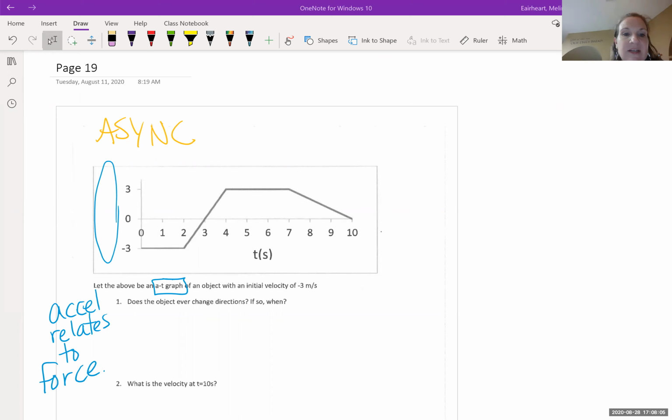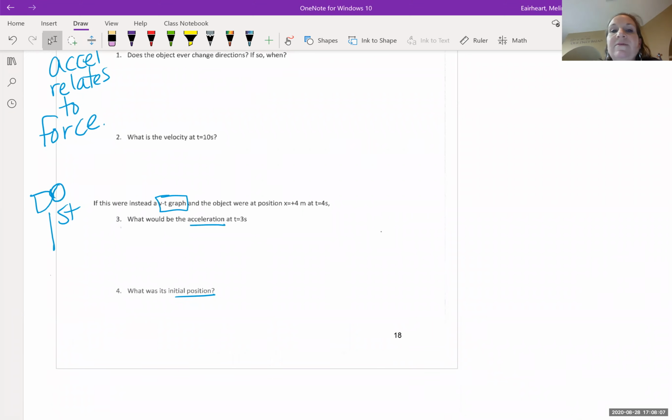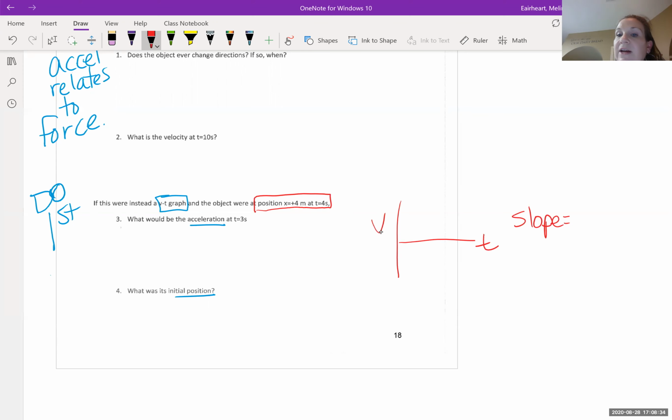Down here on 3 and 4, it says, what if it's a velocity graph and the object were at position 4 meters at 4 seconds? They want us to do two things in this situation. What would be the acceleration and initial position? So using your strategies with velocity time graph, you can read the velocity, you can do the slope and find acceleration, or you can do the area and find the displacement or change in position.